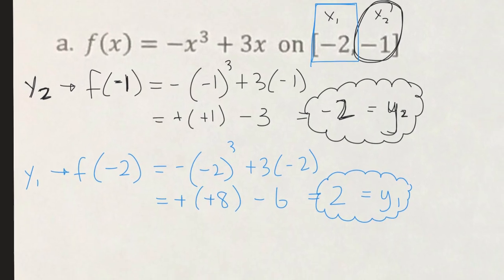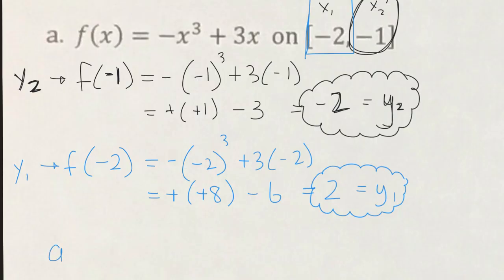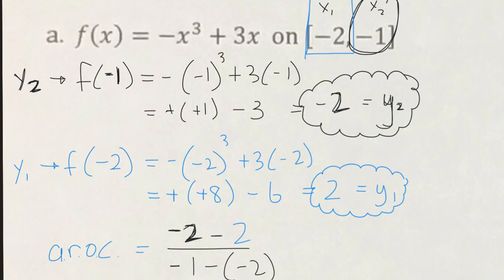So now we can go into your slope equation to find the average rate of change, the AROC. So that is y2 minus y1. Our y2 value is -2 minus our y1 value, which is +2. Okay, y2 minus y1 divided by x2, which was -1, minus x1, which is -2. Those two are given to you up there as your interval. The average rate of change: y2 minus y1 over x2 minus x1.